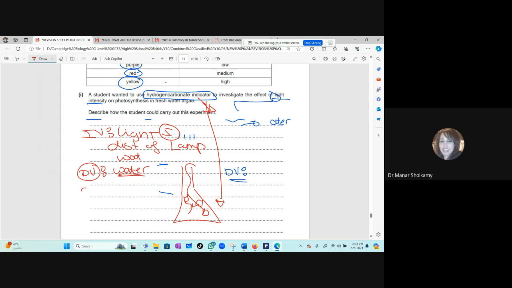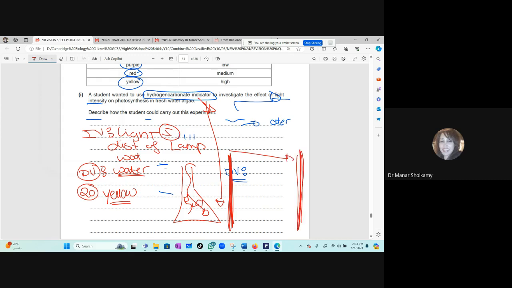Let's say I waited for 20 minutes. And the color of the indicator is yellow. This means that I have high CO2 or low CO2? High CO2. I will wait again for 20 minutes. I will keep the time constant, okay? But I will change the distance of the light. Let's say I made it very close. The color will also be yellow, but let's say a darker yellow. I'm going to make it far away.